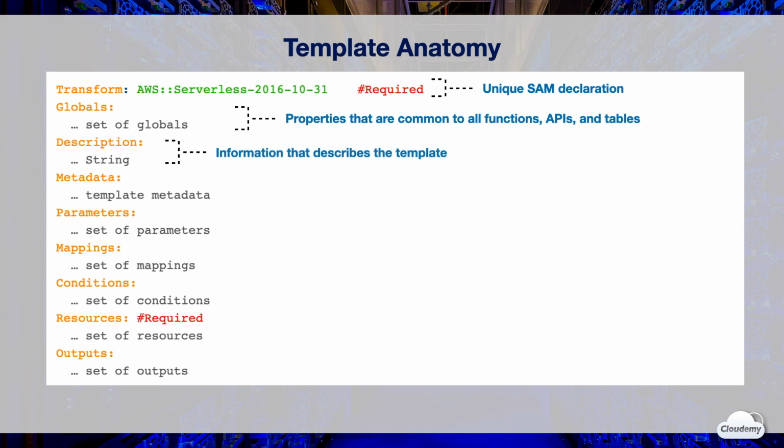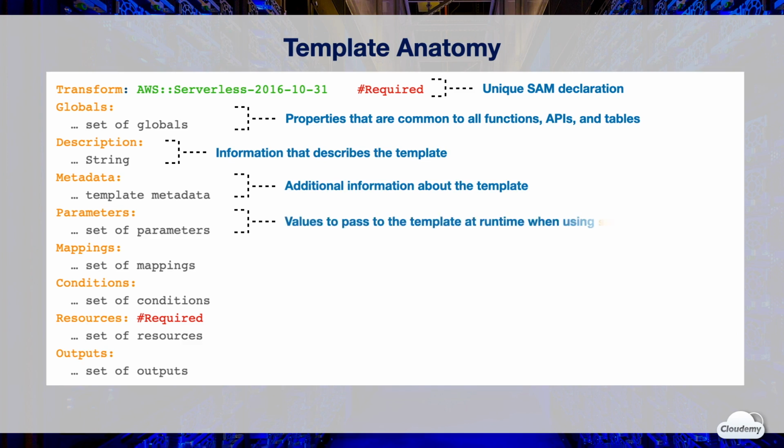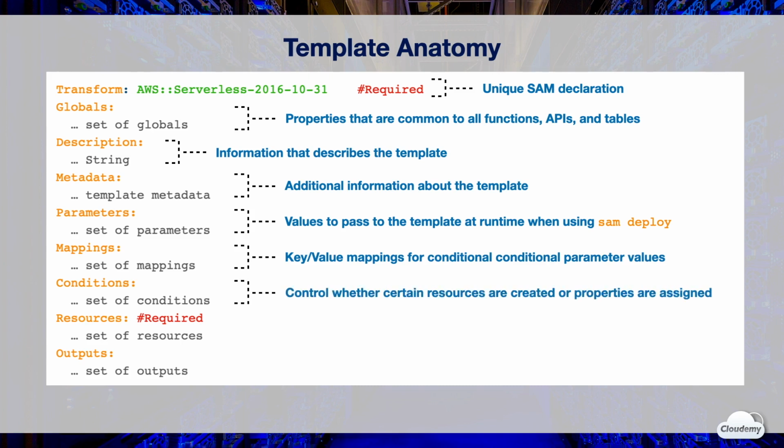The description section lets you put a description about the SAM stack. The metadata section allows you to provide additional information about the stack resources. The parameters section allows you to pass values to the template at the runtime, when you run the SAM deploy command. The mapping section lets you map key values for conditional parameter values.